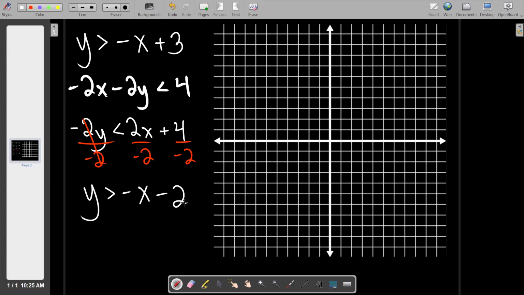Good. As I've been saying since August, if you want to put -1, you can. If you just want to put negative x, you can. Right? It's not wrong either way.